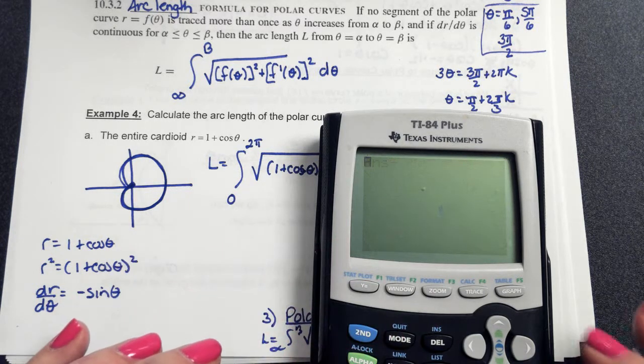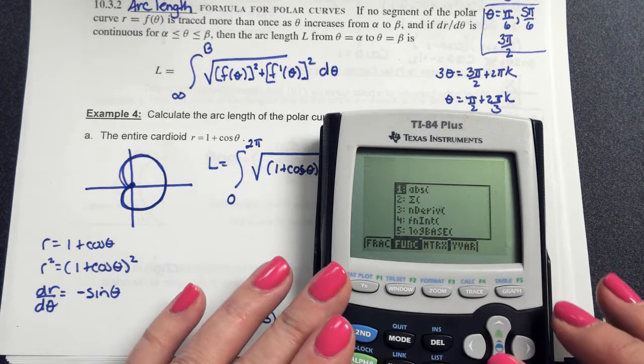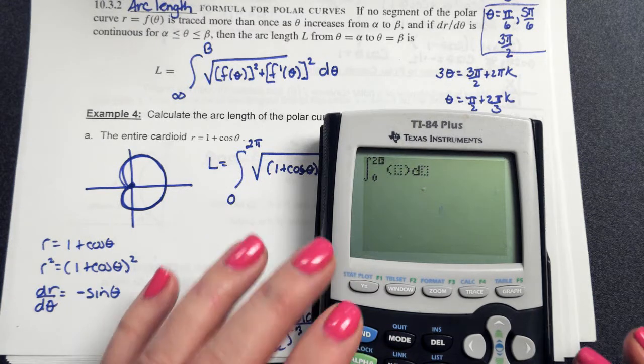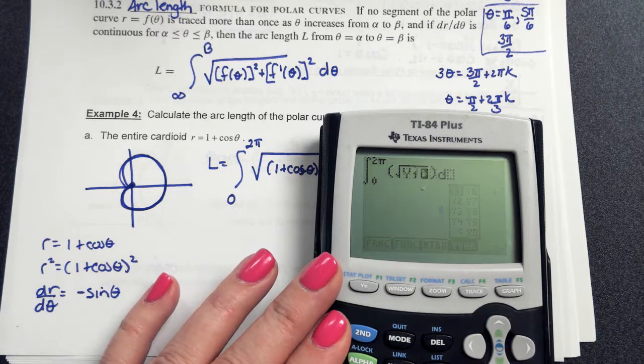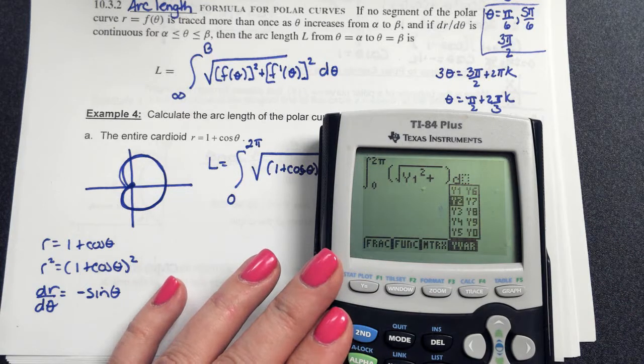Go back to my home screen. So again, I'll go to my alpha window, integrate, 0 to 2 pi. Square root of what I have under y1 squared plus alpha trace y2 squared.